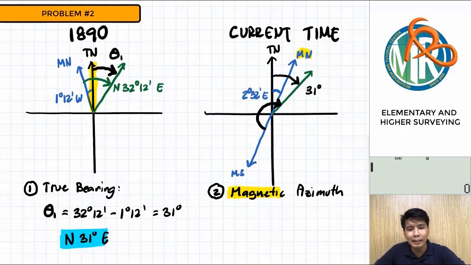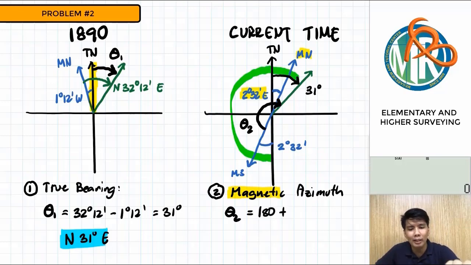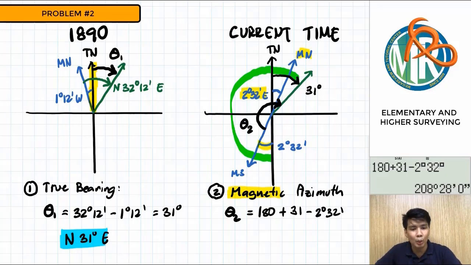The magnetic declination in the present time is 2 degrees 32 minutes. So below, this is also 2 degrees 32 minutes. So our azimuth is 180 degrees plus 31 minus 2 degrees 32 minutes, giving us 208 degrees 28 minutes. So this is our answer, number 2.